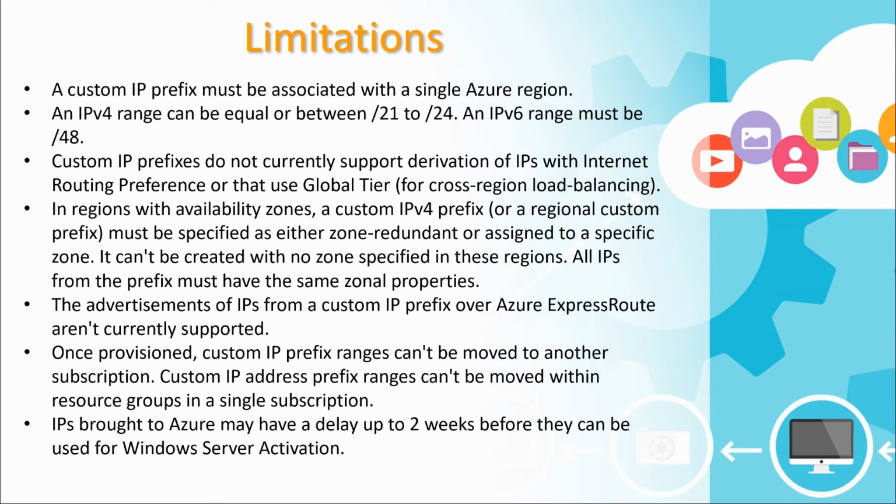Okay. With IPv4, as far as prefixes go, it can be the /21 or /24 prefix. IPv6s do support the /48. Another thing is, custom IP prefixes don't support the ability to do routing preferences through the global tier for cross load balancing. So when you start thinking about load balancing in various regions of the world, since this doesn't support multiple regions, these addresses can't be load balanced that way. Okay, so you do have to consider that.